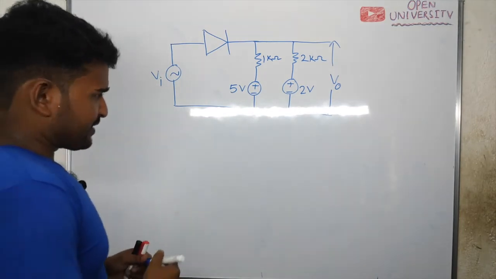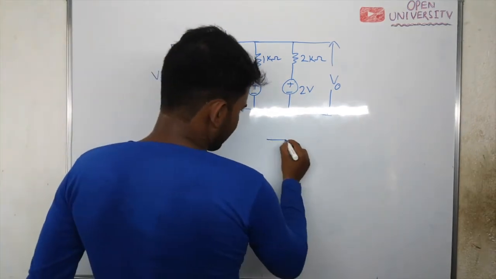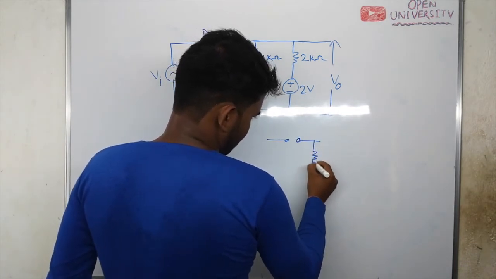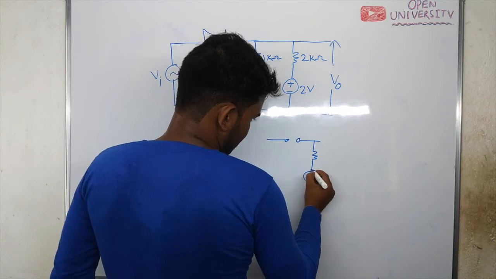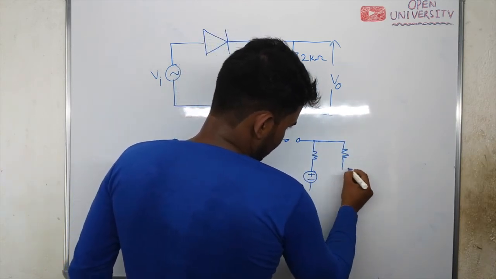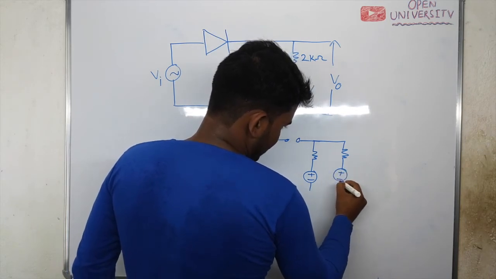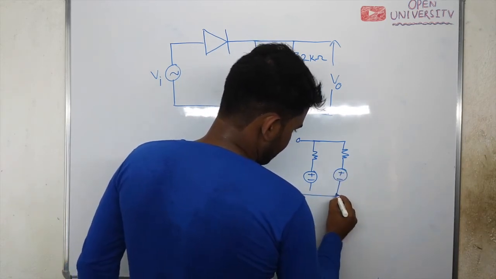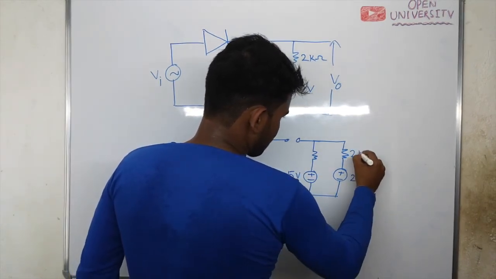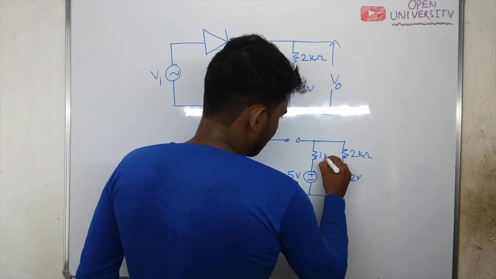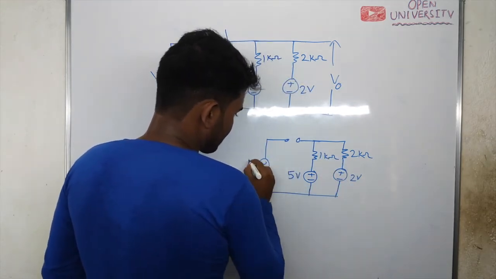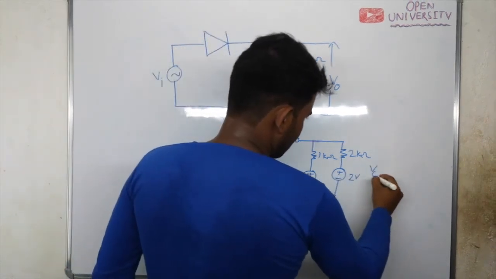Now, first you do open circuit test by assuming diode is off. In clipper circuit, always start the solution by doing open circuit test by assuming diodes are off. This is 5 volt, this is 2 volt, this is 2 kilo ohm, and this is 1 kilo ohm. This is your input voltage VA, and this is your output voltage V naught.